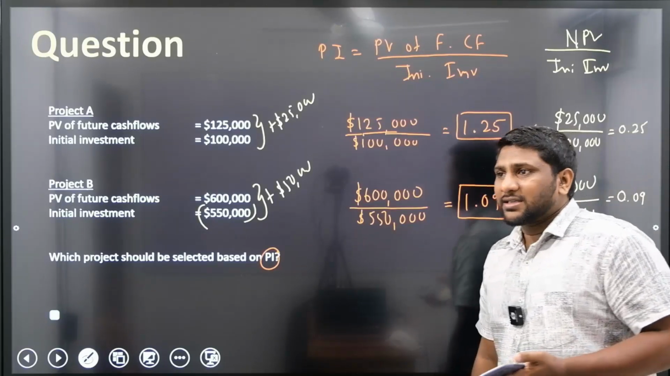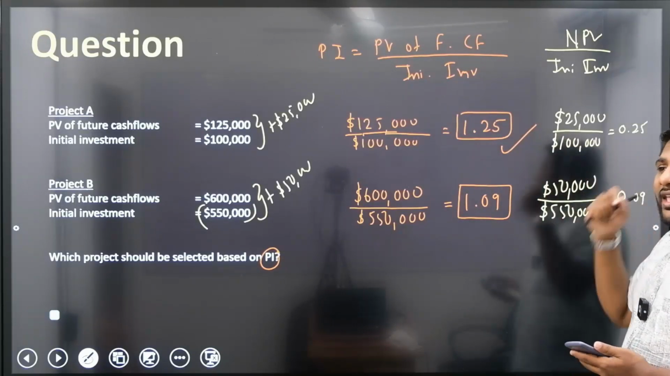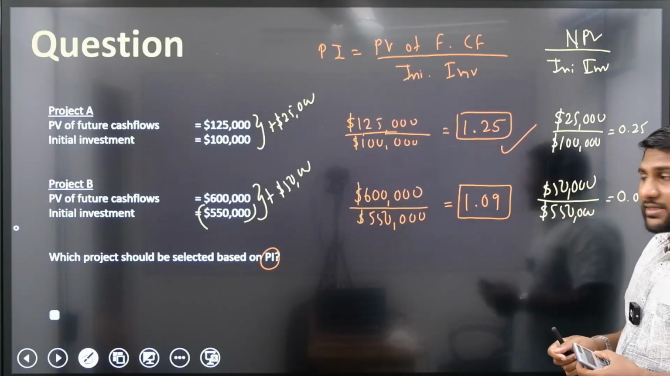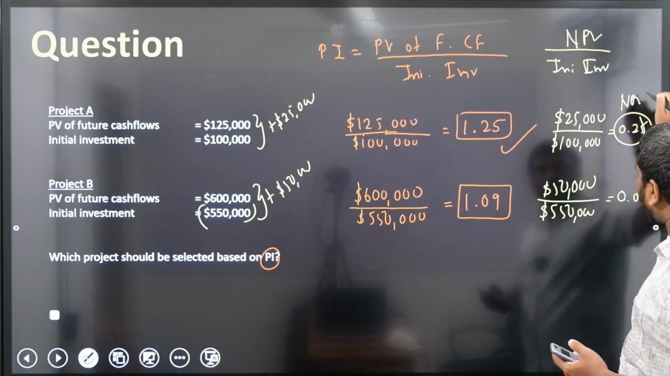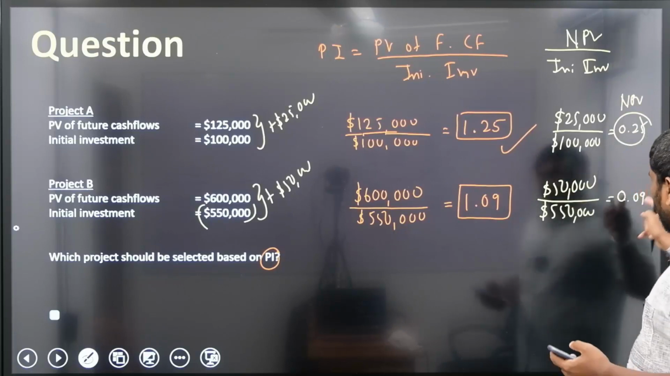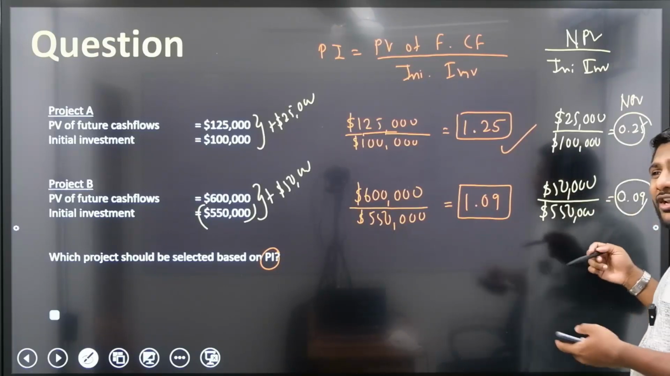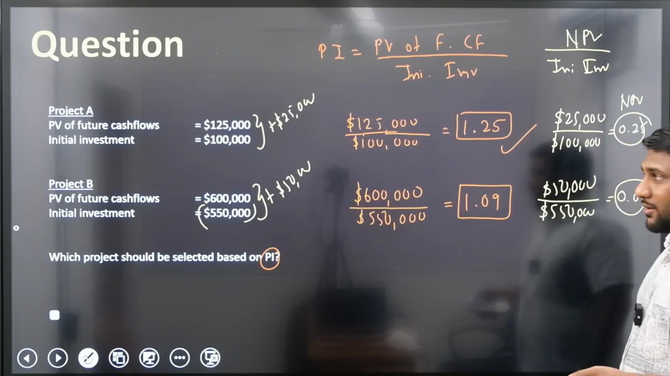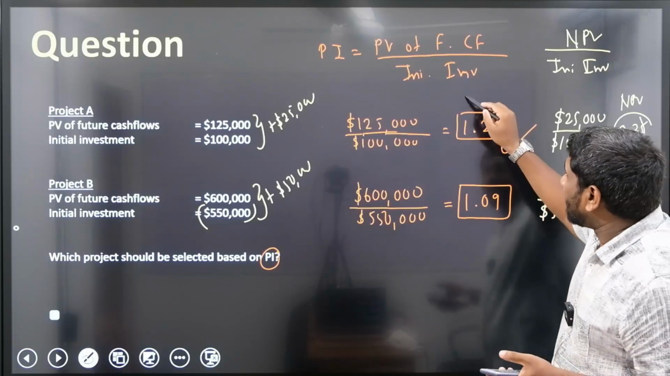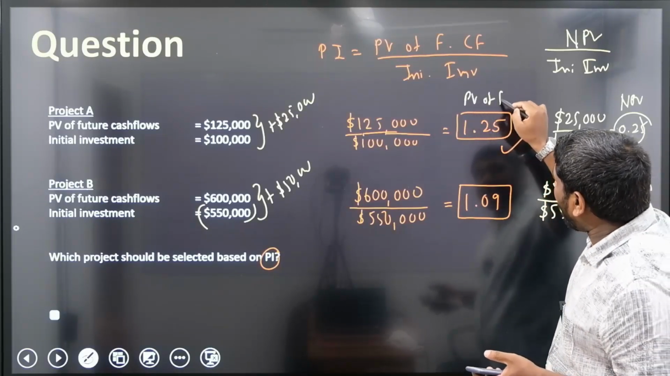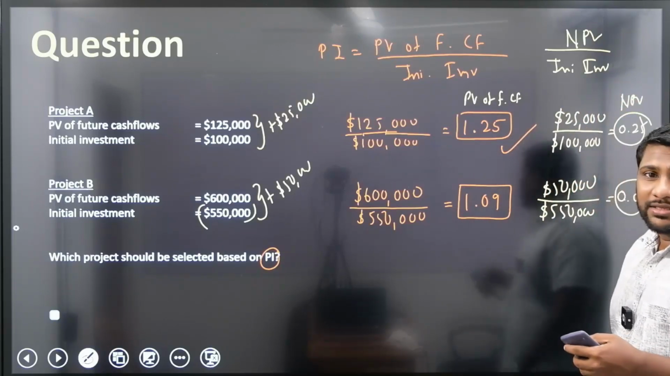So here what's the understanding that you should get? In this particular project, for each and every dollar that you are investing, you will generate an NPV of 0.25. Here for each and every dollar that you are investing, you will generate an NPV of only 0.09. In this particular formula, what are you getting? For each and every dollar that you are investing, how much is the present value of future cash flow that you are generating? 1.25 and 1.09.